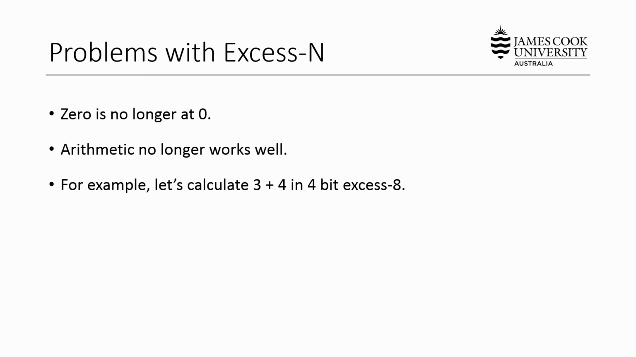Arithmetic no longer works because of that. Because of that single factor, the arithmetic is a bit muddled up as well. So let's have a look at an example. Let's calculate 3 plus 4 in 4-bit XS8. So what we're doing with XS8 is we're adding 8 to our number before converting it to binary. That's all we do. We add 8 to the number before converting to binary.